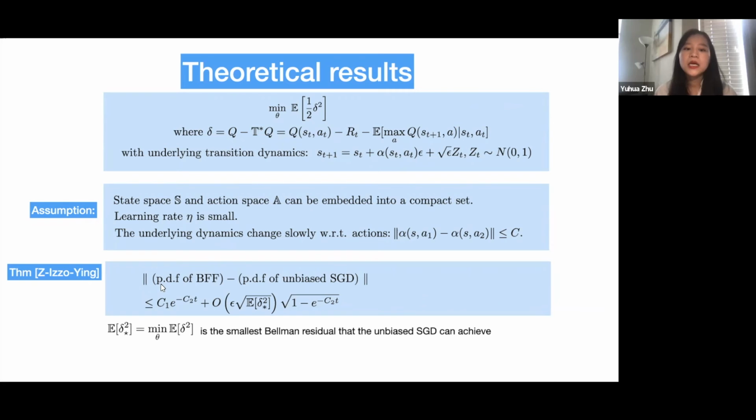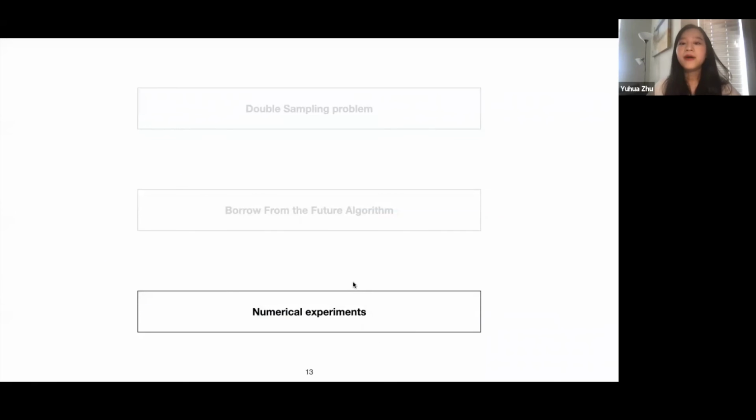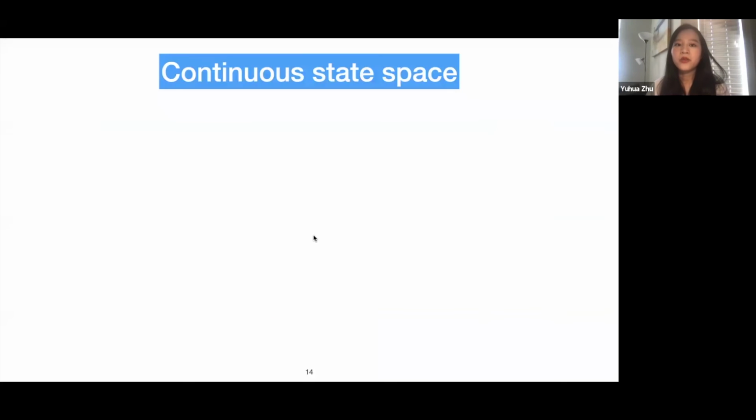Under this assumption, we can prove that the difference of the probability density function of BFF and unbiased SGD exponentially decays and eventually stabilizes at an error of order epsilon times this term. This term is the smallest Bellman residual that the unbiased SGD can achieve. And we also verify our theory and algorithm by some numerical experiments.